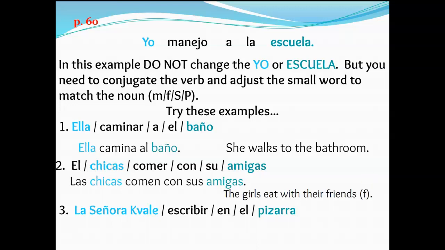Okay, so you need that detail for friends because that tells you it's not mixed company or all boys, it's all girls. All right, number 3, La Señora Quali or Mrs. Quali is your subject, so don't change that. Pizarra is your noun, don't change that. Change the words that are in black or leave them alone if you don't need to change them. Sometimes you don't change them, but you definitely have to conjugate the verb and adjust the small words. So go ahead and do that one.